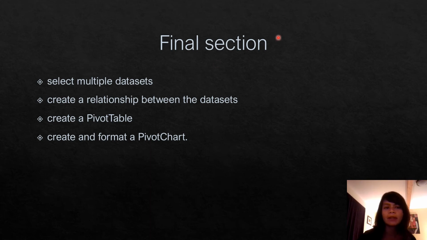Okay, so in this final section, we're going to learn how to select multiple data sets. We're going to learn how to create relationships between the data sets. We're going to create a pivot table, and we're going to create and format a pivot chart.